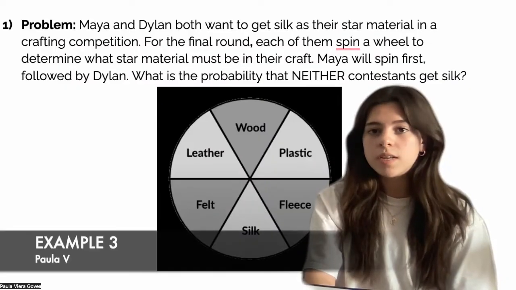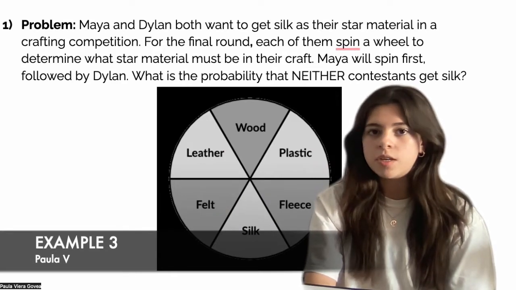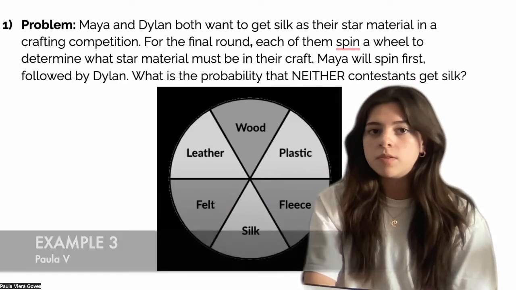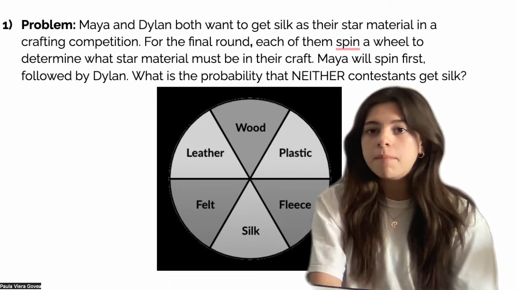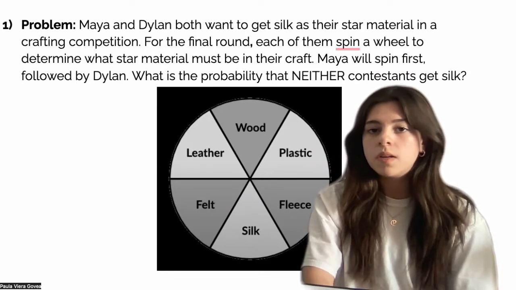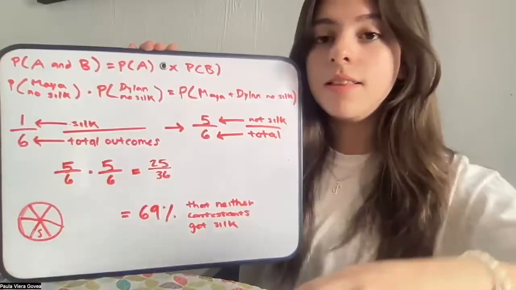Maya and Dylan both want to get silk as their star material in a crafting competition. For the final round, each of them spins a wheel to determine what star material must be in their craft. Maya will spin first, followed by Dylan. What is the probability that neither contestant gets silk? This is a very simple problem.